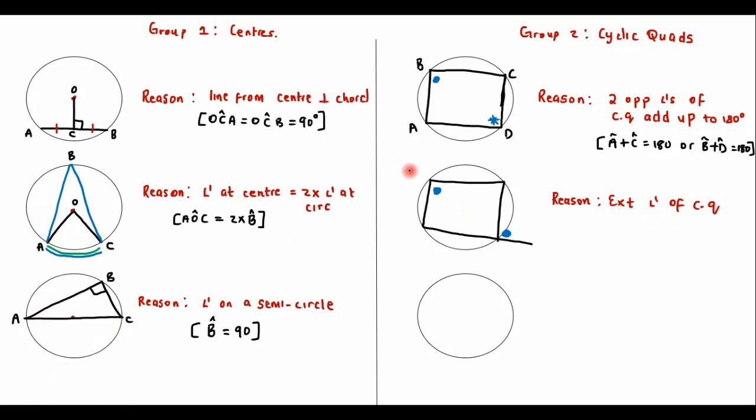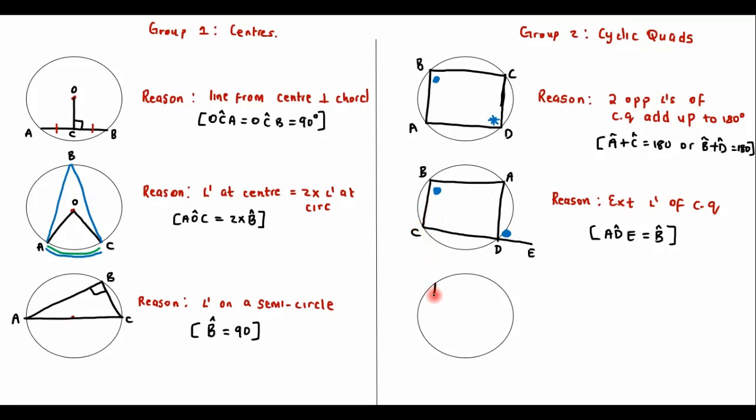So what does this mean in terms of angles? We're going to put in the points A, B, C, D, E. This means now here, angle ADE, which is an exterior angle, is equal to angle B. Then we go to the last one of the cyclic quads.